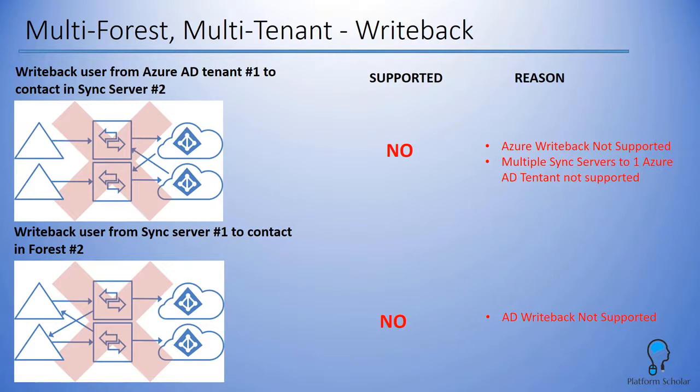Here are the last 2 scenarios, and they both involve a process referred to as a sync server writeback. It's where a connector space that is used for import is then configured to also export. And that way you can use the sync server to import from one tenant and write to another, as in the first diagram, or in the second diagram where a sync server reads from one AD forest and then writes that data down to another. The sync server is not supported to operate in this way, and in the first case, it violates the one server, one tenant rule anyway.